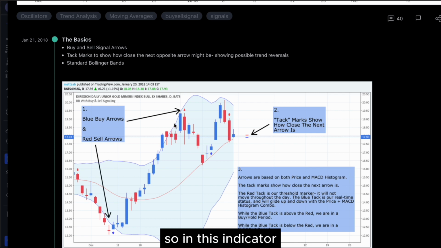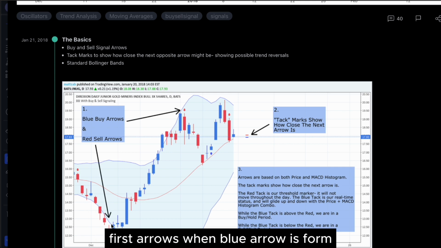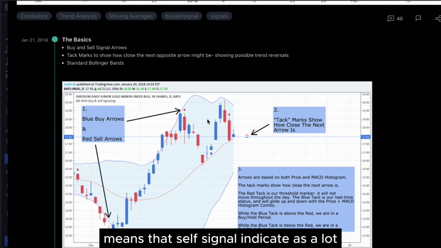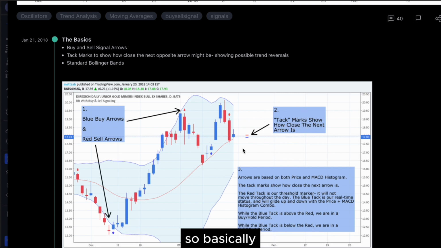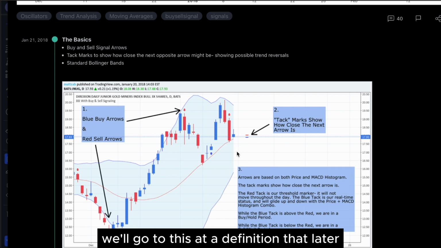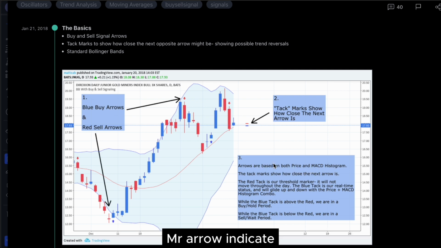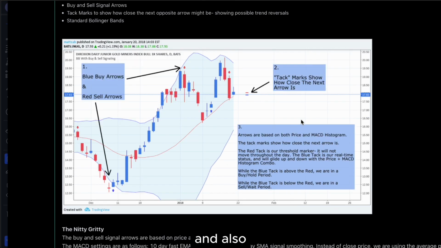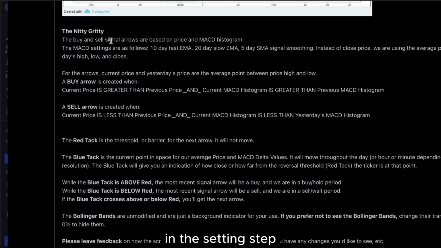In this indicator, like we just mentioned, there are 3 categories. First, arrows. When a blue arrow is formed, it calls a buy signal, and when a red arrow is formed, a sell signal is indicated as an alert. They also provide a tag mark showing how close the arrow is. We'll go through this in the definition tab later. All these signals are based on price and MACD histogram, and you can find the definition in the settings tab.